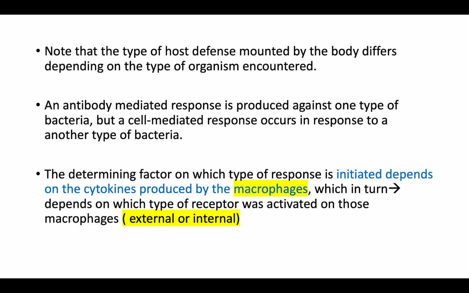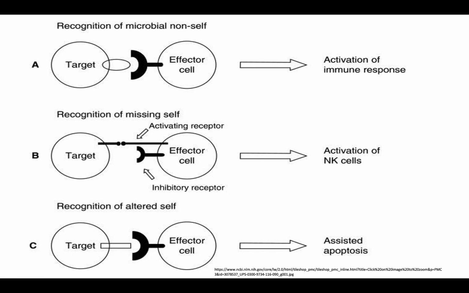The determining factor on which type of response is initiated depends on the cytokines produced from the macrophage اللي لقت the one that meets, the one that is in the field that meets. So it depends on which type of receptor was activated. The macrophage is external or internal, and this changes the cytokines that are being produced.